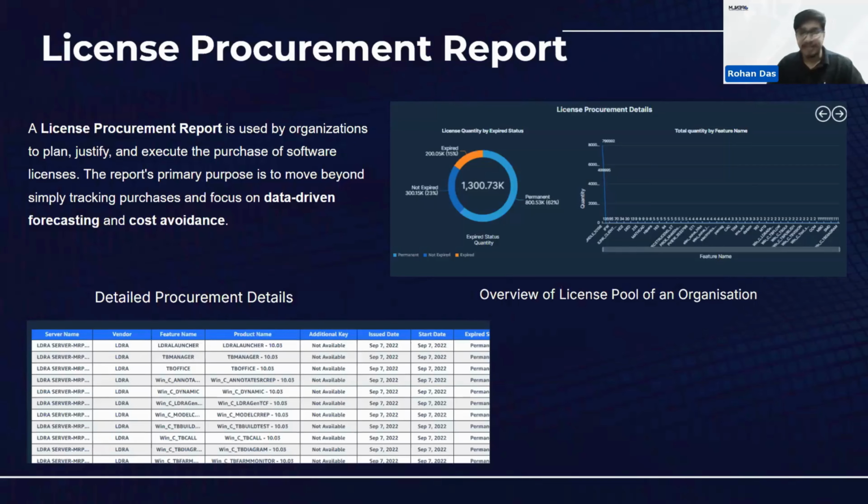This way, in the next procurement cycle, you will have a business-informed decision on whether you need to procure more of those licenses or release them into the license pool. So this is how the license procurement report is very effective and efficient in giving you a total drill-down report. It gives you a cost-effective solution, with OpenLM's expertise, to remove your extra cost and avoid unnecessary expenditure during your procurement cycle.